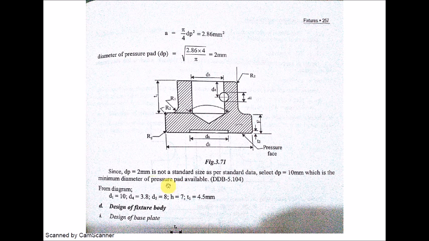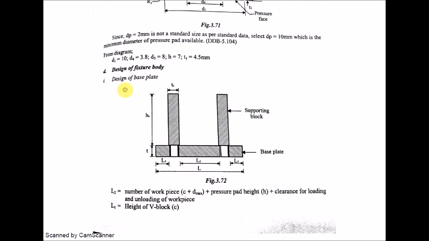For 10 mm dia, from the design data book we can easily note down these values: what is D1, what is D4. These values will be noted down based on this 10 mm value. So thus we have designed a pressure pad. Now we will go for the designing of the fixture body. That is very important. To design the fixture body, we start with the design of the base plate.